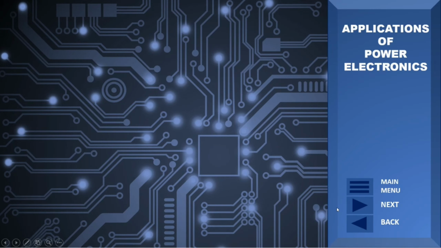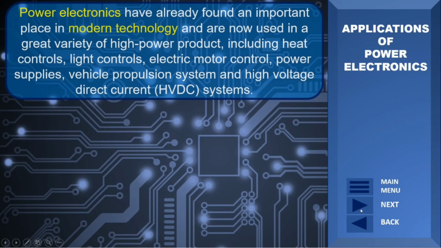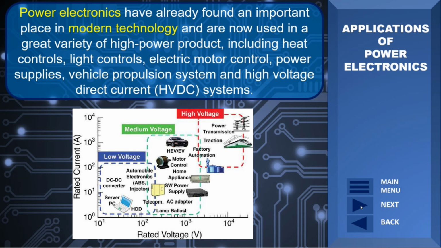Power electronics has already found an important place in modern technology and is now used in a great variety of high-power products, including heat controls, light controls, electric motor control, power supplies, vehicle propulsion systems, and high voltage direct current or HVDC systems.